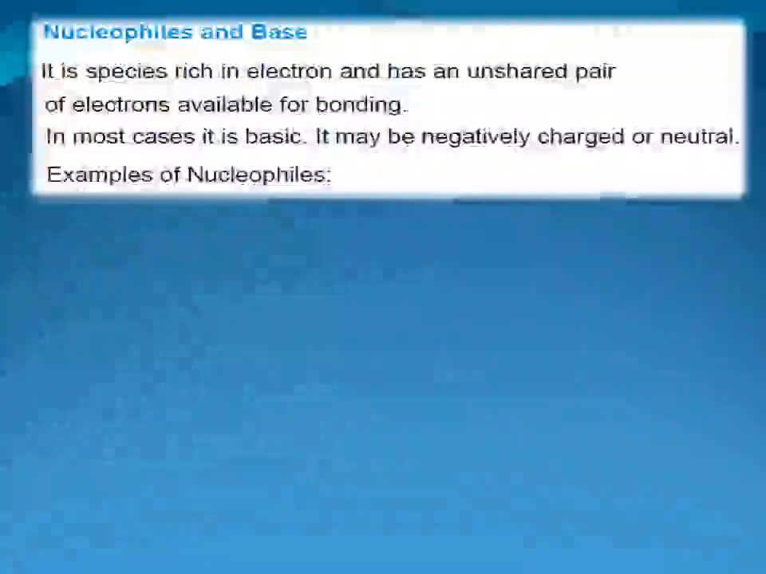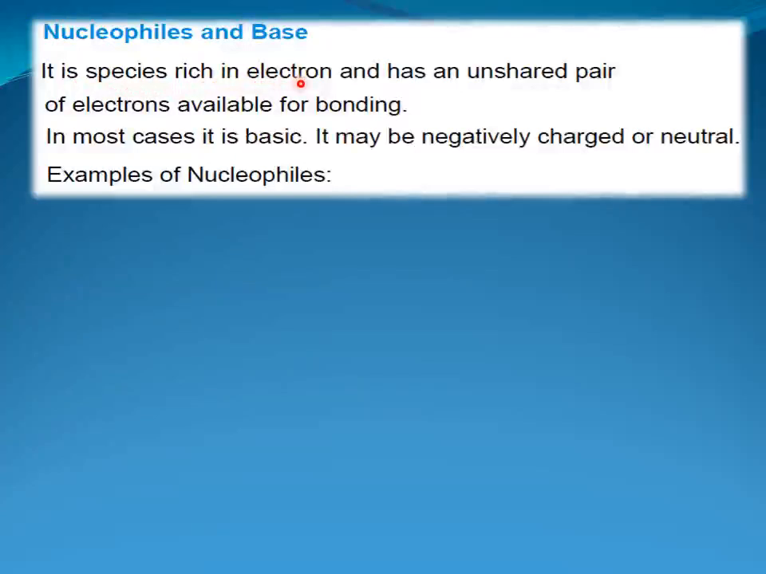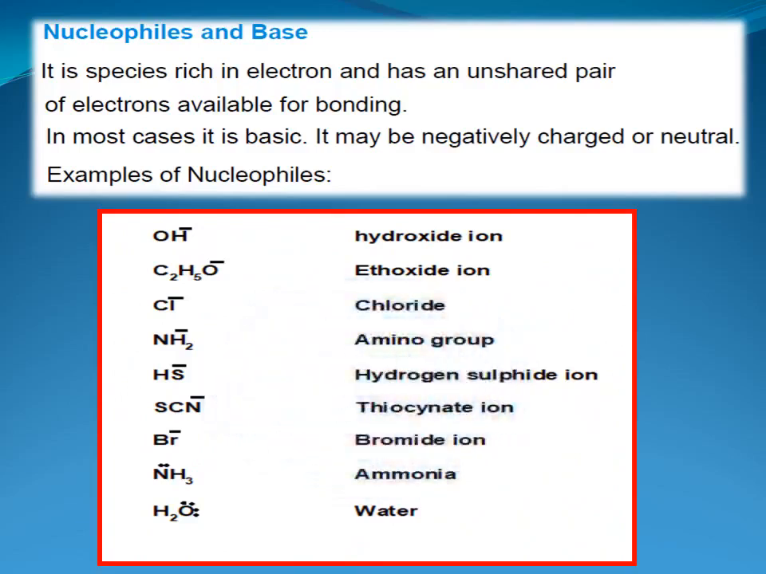Try to understand nucleophiles and bases. A nucleophile is a species rich in electrons and has an unshared pair of electrons available for bonding. In most cases, it is basic. What is the meaning of basic? That it is going to act as a base. It can abstract a proton. It may be negatively charged or neutral.